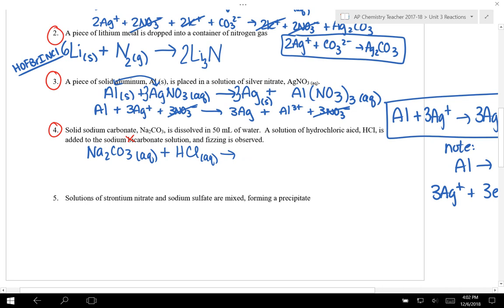And then it looks like a double displacement. I got compound plus compound. So my cations are going to switch places. So my H is going to go with my CO3. And my Na is going to go with my Cl. And I have to think about charges. So hydrogen is +1, carbonate's -2. So I need 2 hydrogens for 1 carbonate. Sodium, this is +1, -1, so no subscripts needed there.